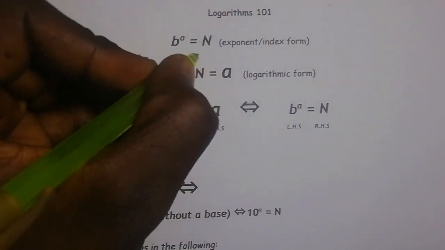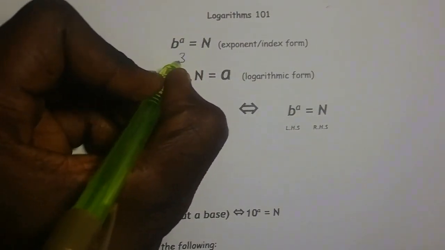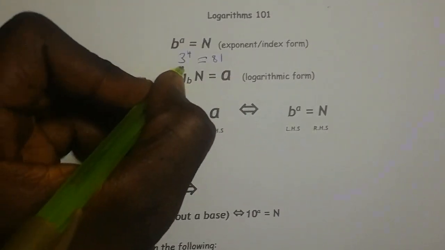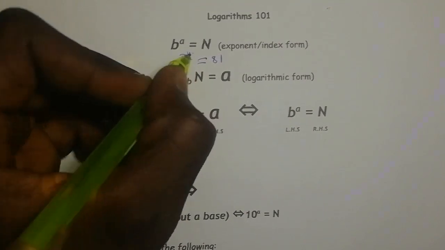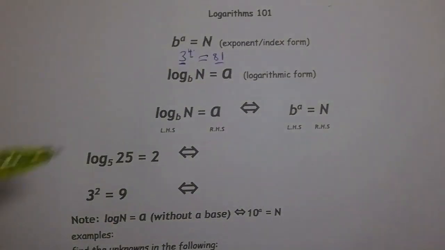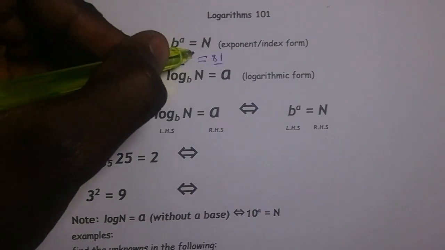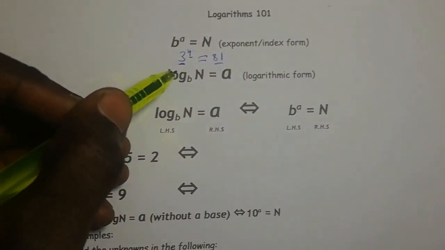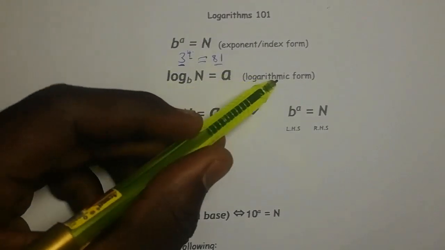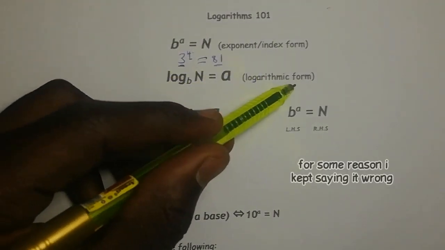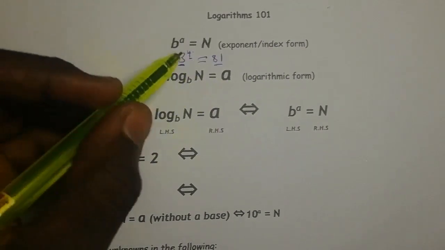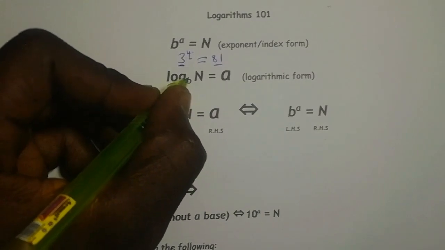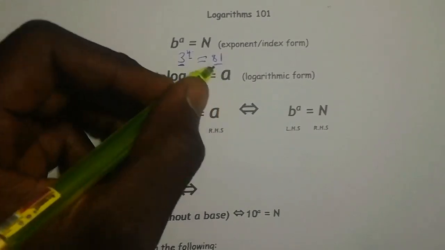Let us look at an example. For example, 3 power 4 equals 81. In this case, 3 is the base, 4 is the exponent, and 81 is the number. It's true because 3 power 4 is 81. This index form can be written in another form known as logarithmic form. The statement can be written as log to base b of n equals a.